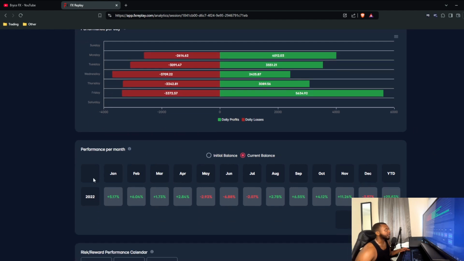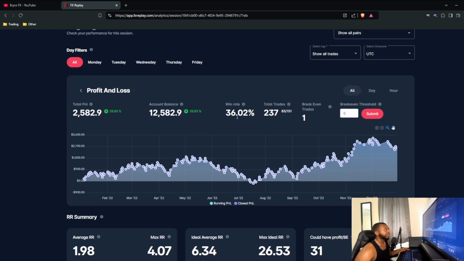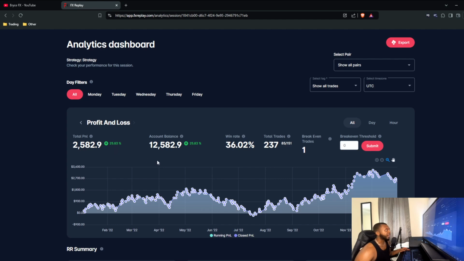Now if we go down to the performance per month, as you can see, January was 5%, February 6%, and so on. There were only 4 months throughout this year where it was in the negatives, but the other months had a really good return on investment, especially November, which was 11.2%. As you can see, the start balance was 11.7k and it went up to 13.1k within that month. So even though we had a 36% win rate, we still ended up with a 25.8% return on investment.